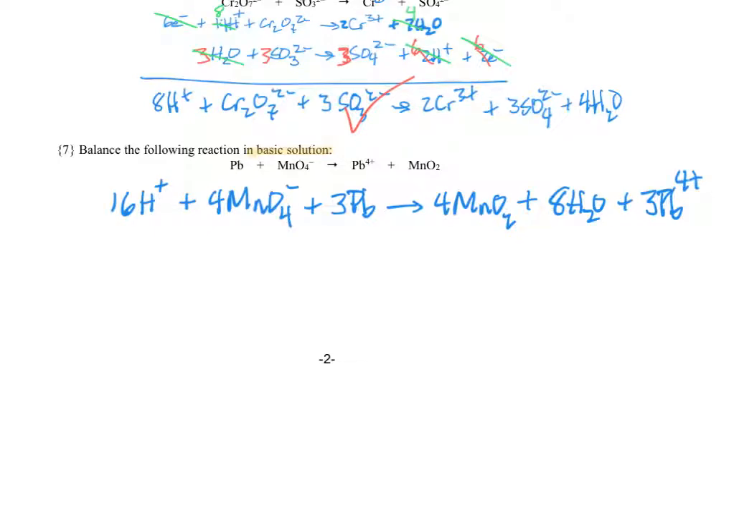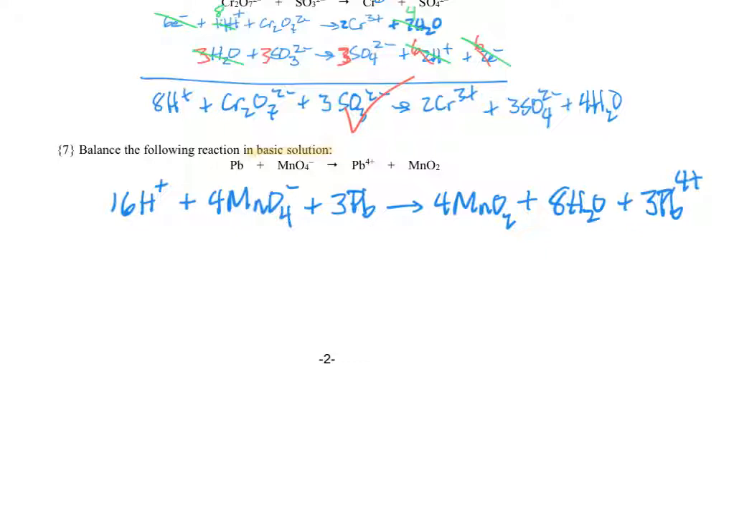Let's just double check it and do our charge check and our number of atoms check. So in terms of charge, I've got 16 plus minus 4, so that is a total of 12 plus on the left. 3 times 4 is 12 plus on the right, so the charge is good. 16 hydrogens, 8 times 2 is 16 hydrogens. 4 manganese, 4 manganese. 16 O's, 4 times 2 is 8, plus another 8 is 16 O's. 3 leads, 3 leads. So I know this is good under acidic conditions.